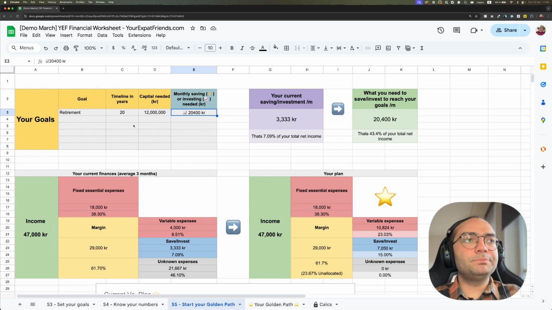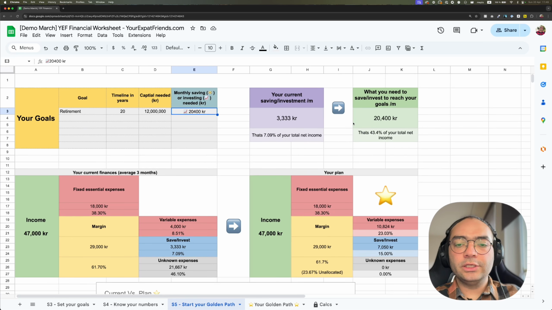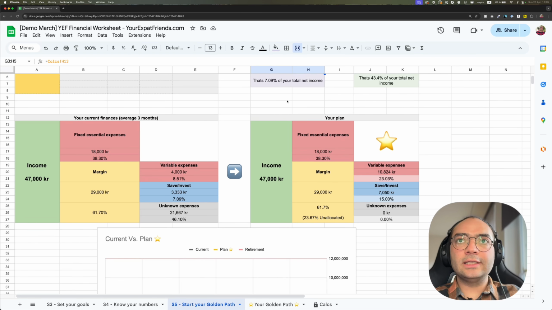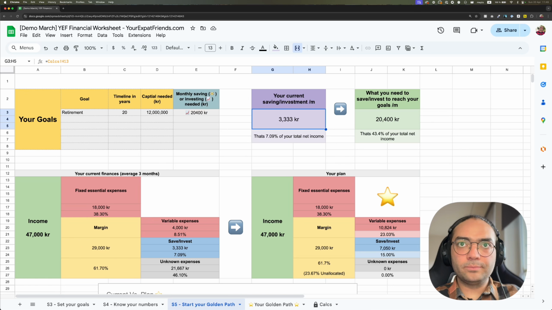Now you can see this. So I now have one goal. That goal needs to happen in 20 years. 12 million kroner is needed. It means I need to save 20,400 kroner per month in order to reach that goal. But I'm saving 3,000 kroner, and I am not going to get to my goal at all.